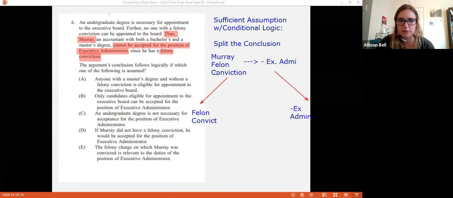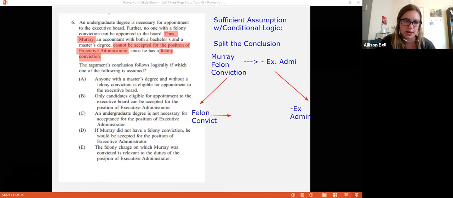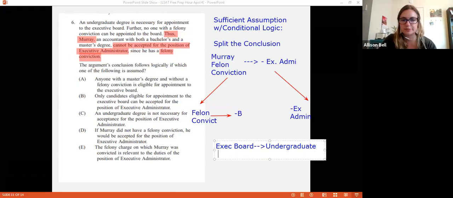Nice, Cindy. So if you have a felony conviction, then you cannot be appointed to the board. It's going to translate into if F arrow, not B. So I know if you have a felony conviction, you're not going to be on the board. Okay. And then I get a little bit of additional information related to the board. An undergraduate degree is necessary for appointment to the executive board. Okay, so if you are appointed to the executive board, then that must mean you have an undergraduate degree.